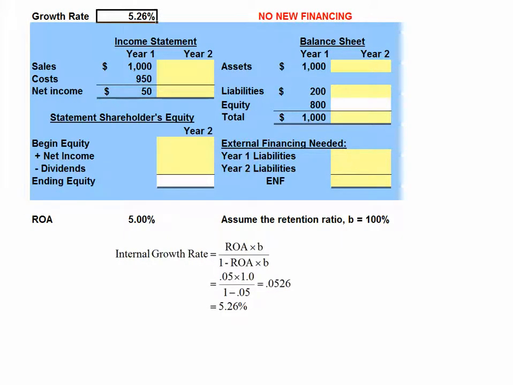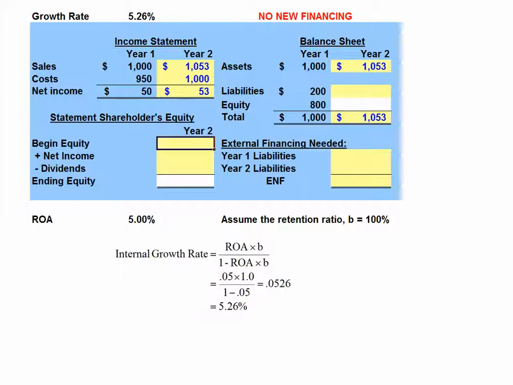That means sales will grow from $1,000 in year one to roughly $1,053 in year two. Our costs or expenses will grow from $950 to roughly $1,000, and our net income will be $53. Since our sales have grown by 5.26%, we're also going to assume our assets will need to grow by that same amount. So they will go up from $1,000 to $1,053. Since our balance sheet needs to balance, total liabilities and equity will also have to be $1,053.